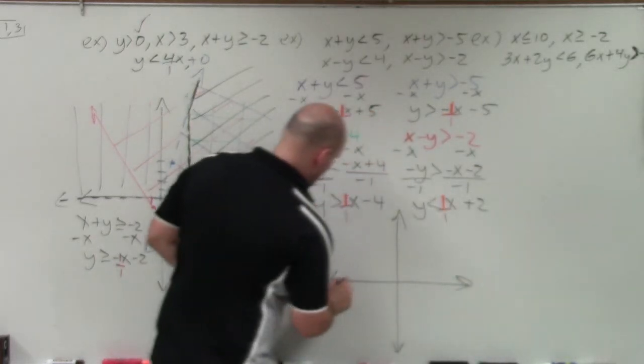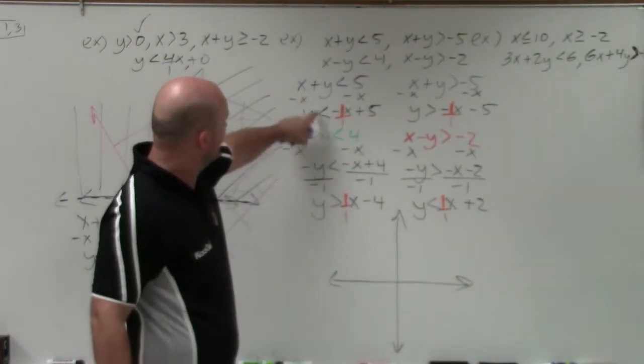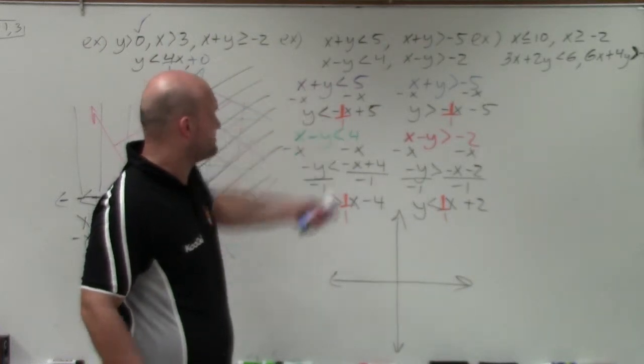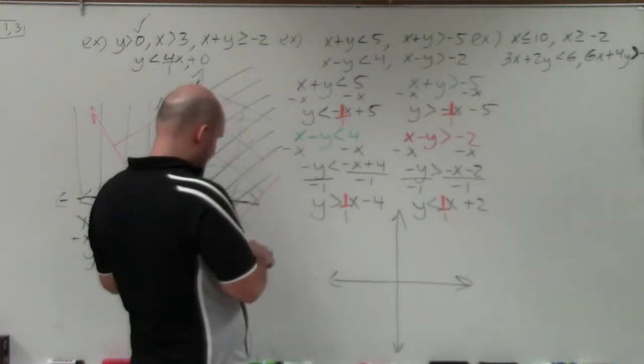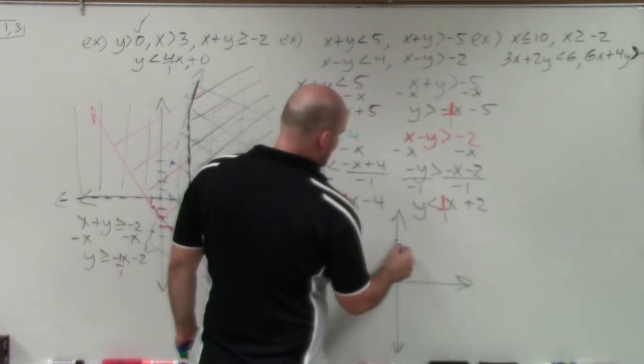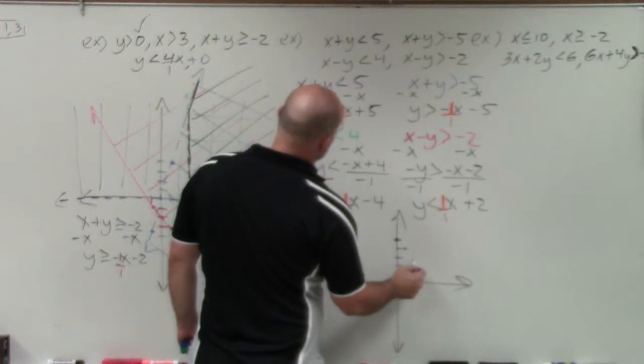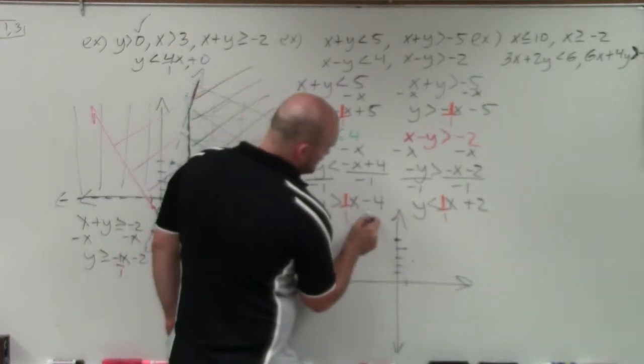And then all we're simply going to do is graph each one of these separately. So my first equation is y is less than negative x plus 5. So the first thing I do is I go to my y-intercept, which is at positive 5. 1, 2, 3, 4, 5. And that's telling me to go down 1 over 1. That's less than, so it's going to be a dashed line.